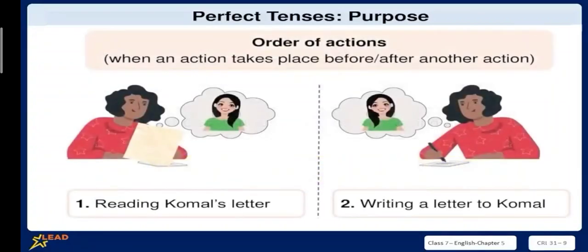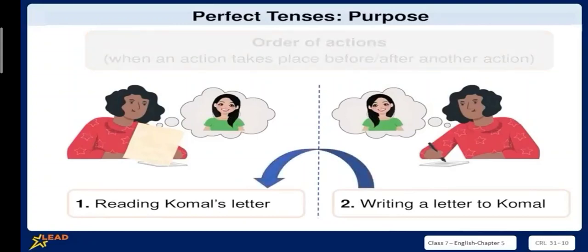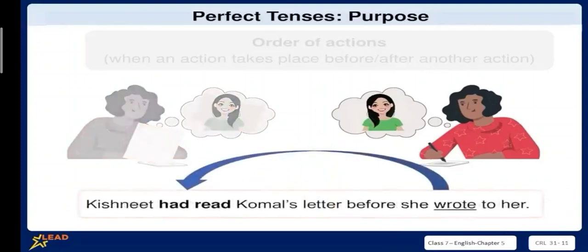The first purpose of the perfect tense is to show an order or sequence of actions. As we got to know through Kishneet's letter, she read the letter and then she wrote a letter in response. So, there are two actions. Reading Komal's letter and writing a letter to Komal. It is clear that Kishneet read Komal's letter before she wrote a letter to Komal. So we use the perfect tense to put these actions in an order or a sequence.